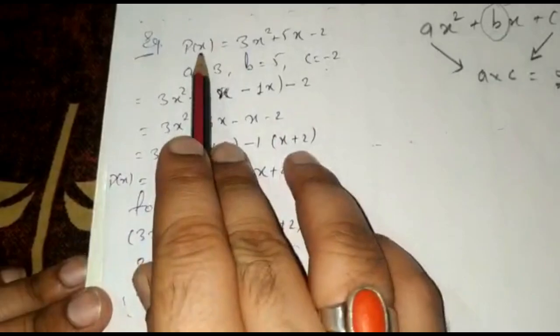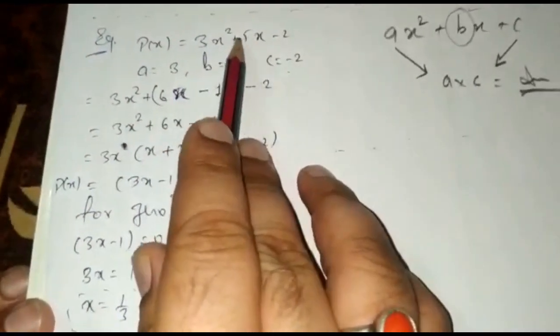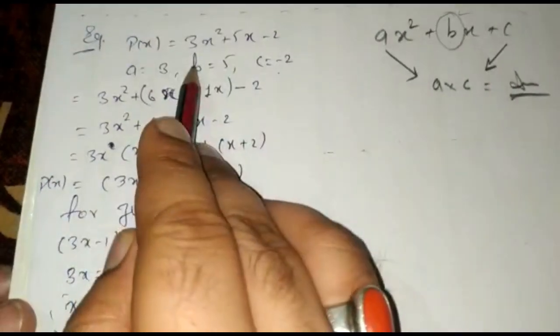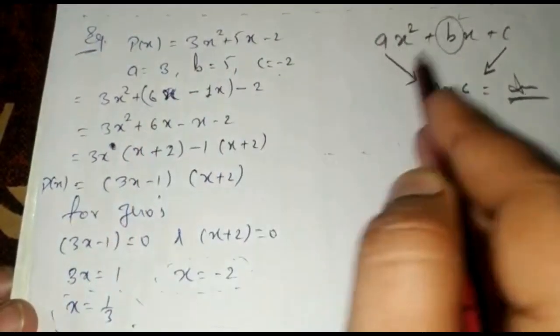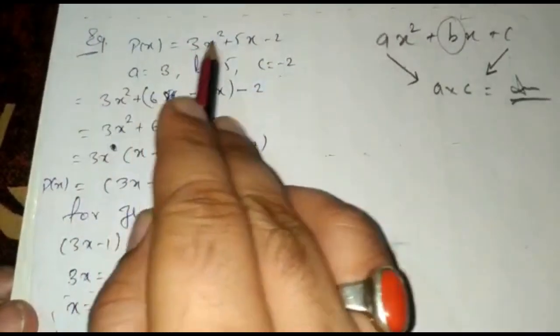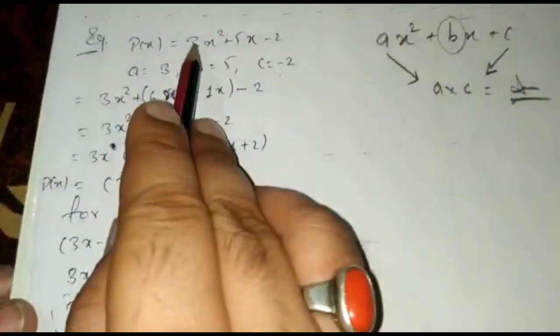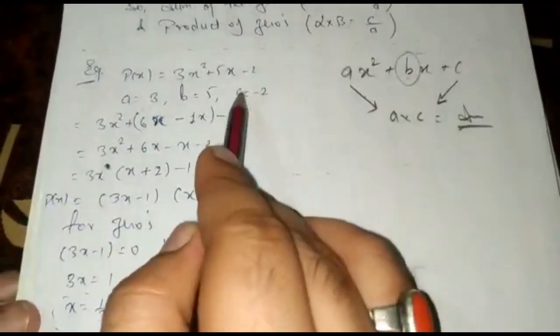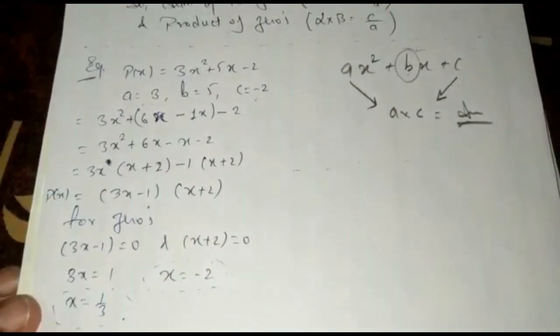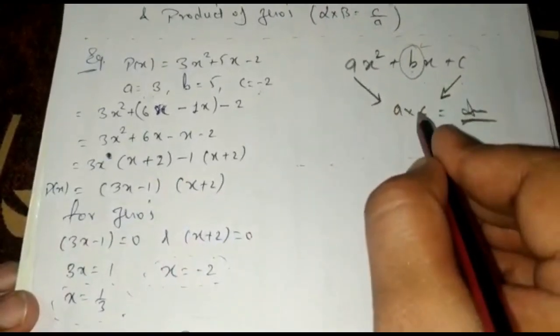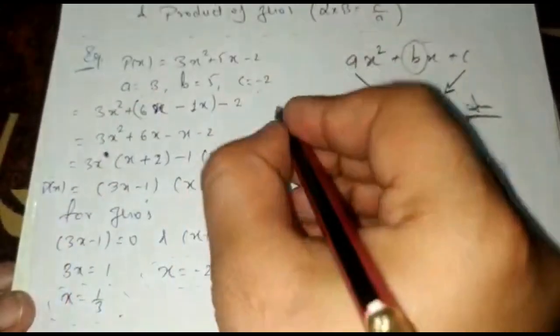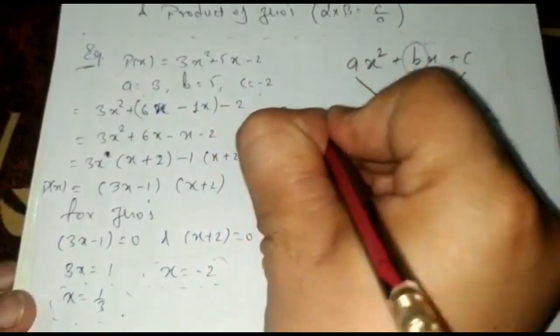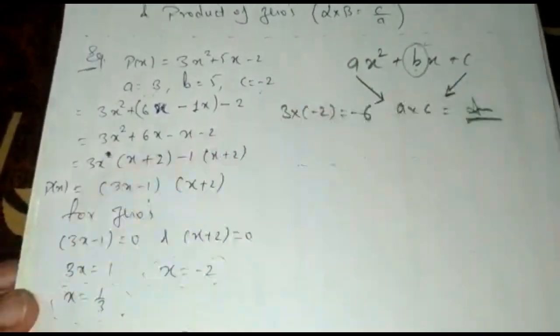Let us consider an example: p(x) is equal to 3x square plus 5x minus 2. If we compare this with ax square plus bx plus c, a means the coefficient of x square, so a will be equal to 3, b will be equal to 5, and c is the constant term, that will be equal to minus 2. Now we have to multiply a and c, that means 3 into minus 2, which will be equal to minus 6.